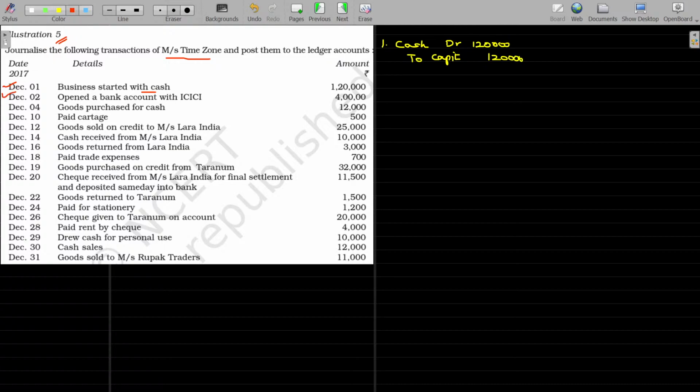On 2nd December, opened a bank account with ICICI. Opening bank account, the entry is very simple. Bank account debit to cash account. The value being, sorry, 40,000 rupees.